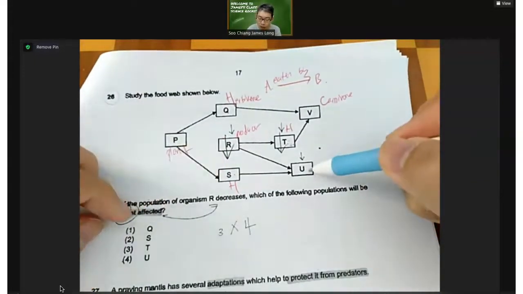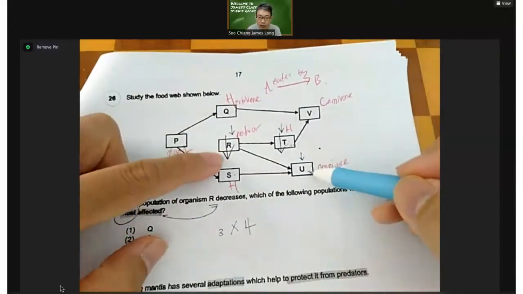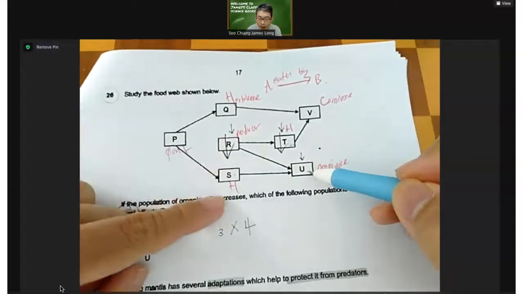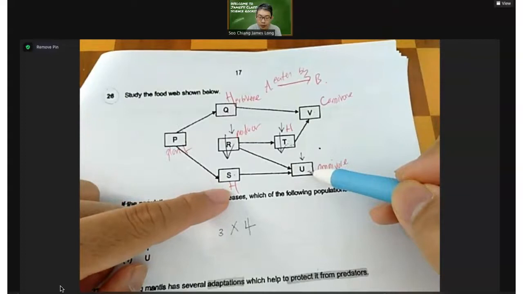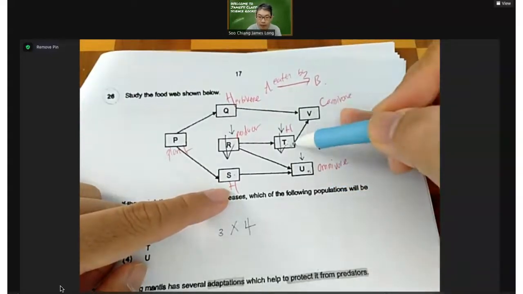Whereas for U, it has two food sources. Oh, this one decreases, I have not enough food from this source, but I still can get from this. Okay? So this will also decrease, but not as much as T.